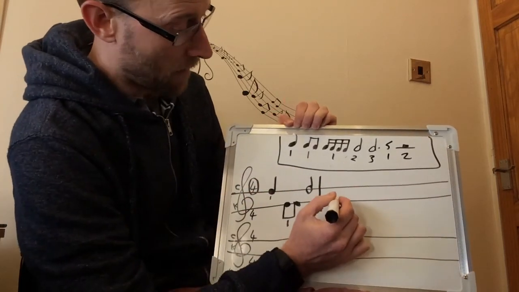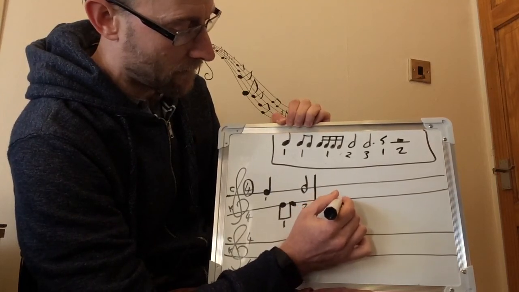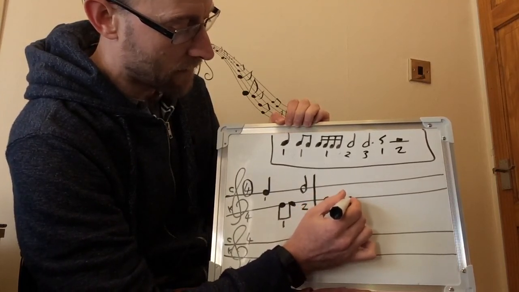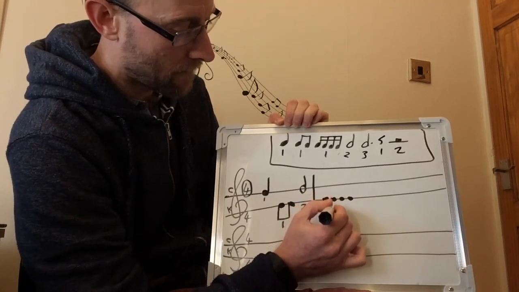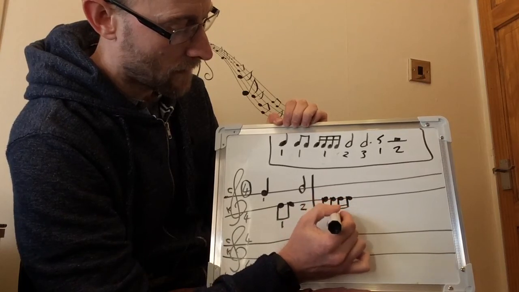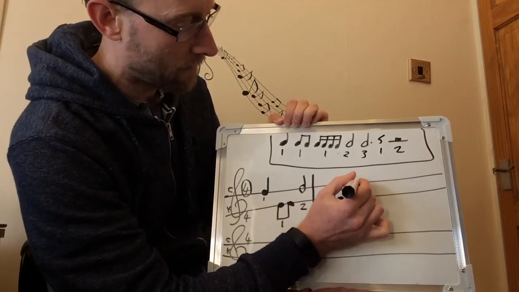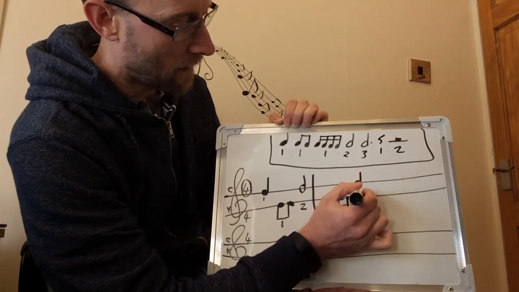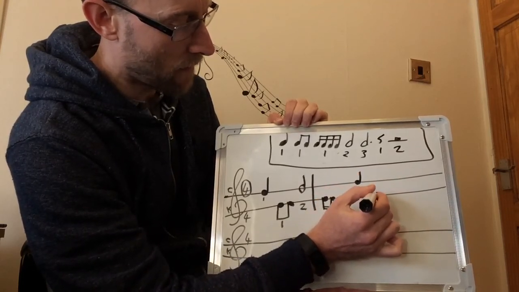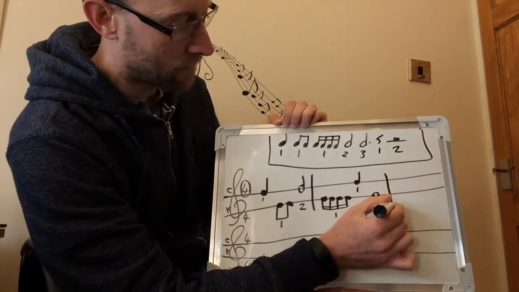I'm now going to go to the bottom line, I think. I'm going to have semi-quavers. Just like this. And then going to have a crotchet on the top. And then going to have a minim on the bottom. And that's now full.